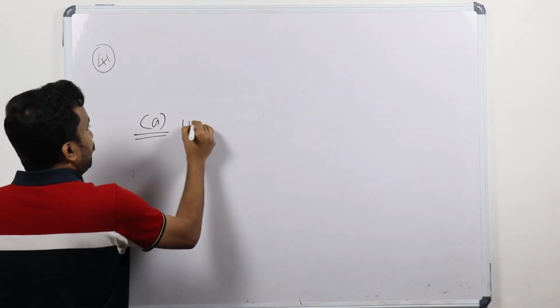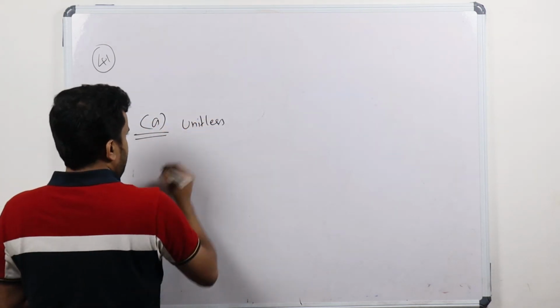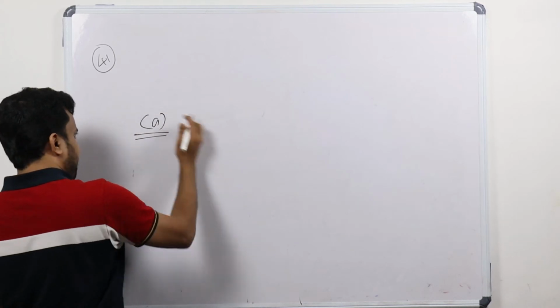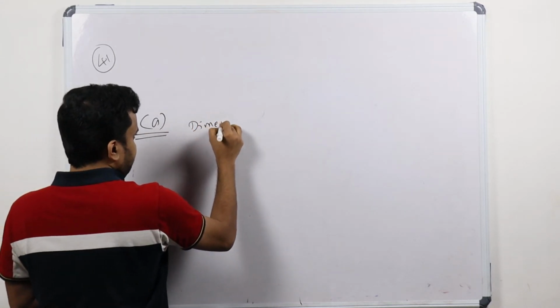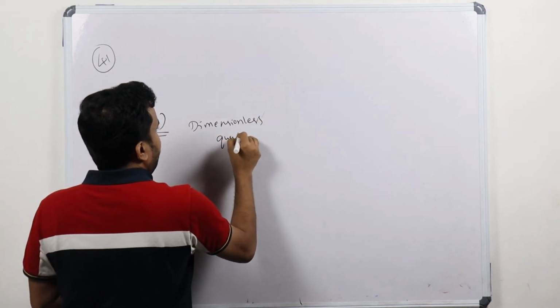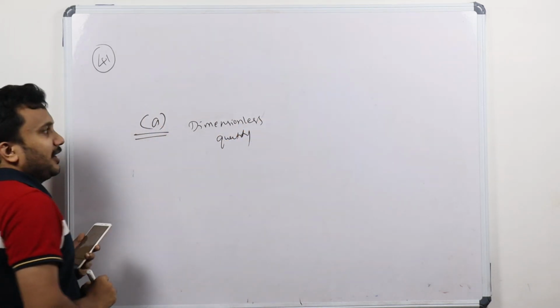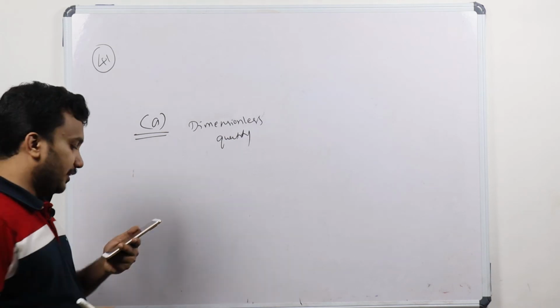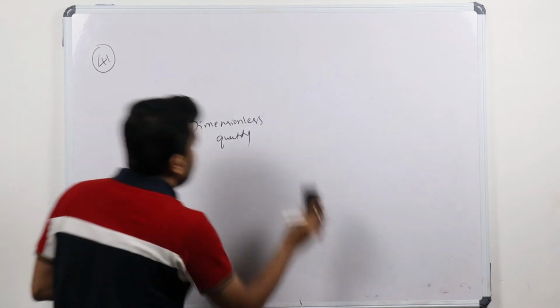It is a unitless quantity, or instead of writing unitless, here dimensions. So I can say dimensionless quantity. So it is a dimensionless quantity. Reynolds number is a dimensionless quantity. Let's move to the next question.